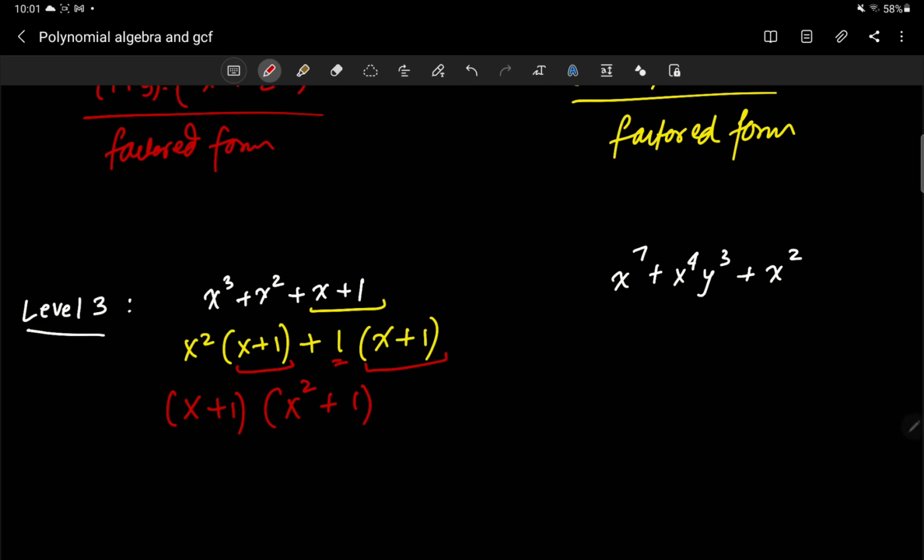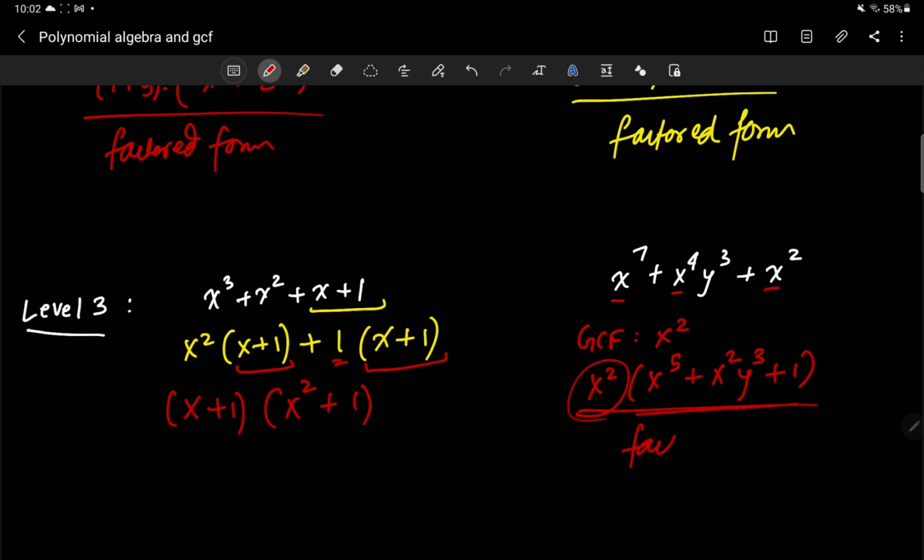And in this last example, there might again be 2 levels of GCF factoring here. What we observe is that there's an x in all 3. So the lowest power, the GCF here is x squared. So I factor out an x squared, and I have x cubed plus y cubed plus 1. Okay, so you may have situations where there's not much factoring you can do. All you can do is pull out an x squared. And then that's it. That's the factored form.